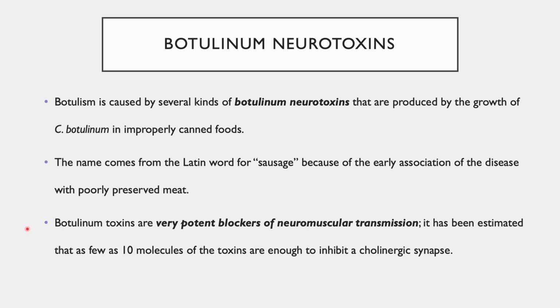Now we know that botulinum toxins are very potent blockers at the neuromuscular junction, and they inhibit neuromuscular transmission. It's estimated that as few as 10 molecules of the toxins are enough to inhibit a cholinergic synapse. Now that we know much about cholinergic synapses, we could see how botulinum neurotoxins could be very dangerous if they are not handled properly, such as in the case of poorly preserved meat, although they are used commonly for cosmetics today.